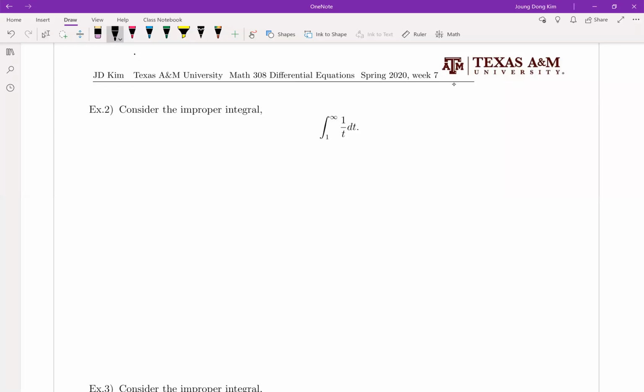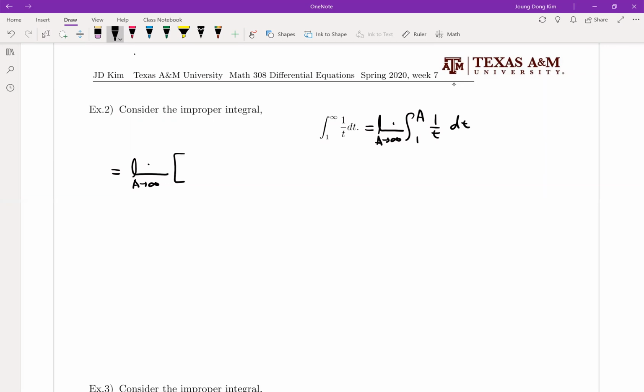Okay, let me give you a couple more examples about improper integrals, okay? By the definition of improper integral, it is equal to the integral from 1 to a of 1 over t dt, right? And we're going to send a to infinity, which is equal to the limit as a goes to infinity. And do you remember this one? The antiderivative of 1 over t is a special thing, right? Which is the natural log, right?